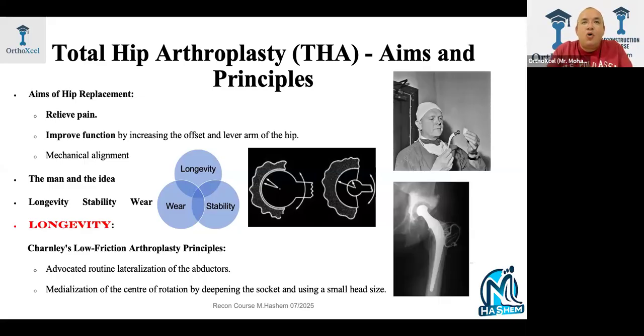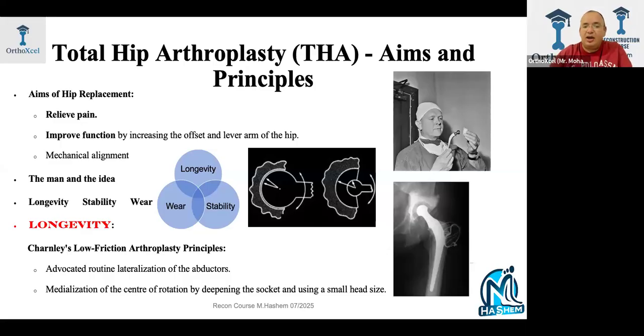And this is where all the arthroplasty surgeons from before Charnley and after Charnley are playing between getting better development of total hip, better implant, aiming to get these 3 points covered: longevity, stability, and wear. And we'll speak about each one of them separately. Give me all your attention because every word of this carries a meaning. So first thing to speak about is the Charnley low friction arthroplasty principle.